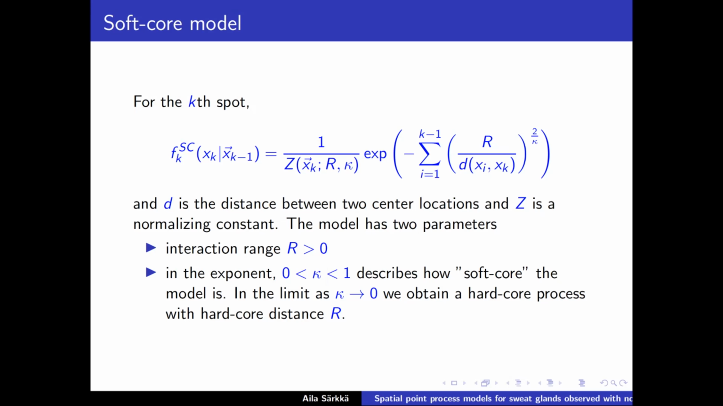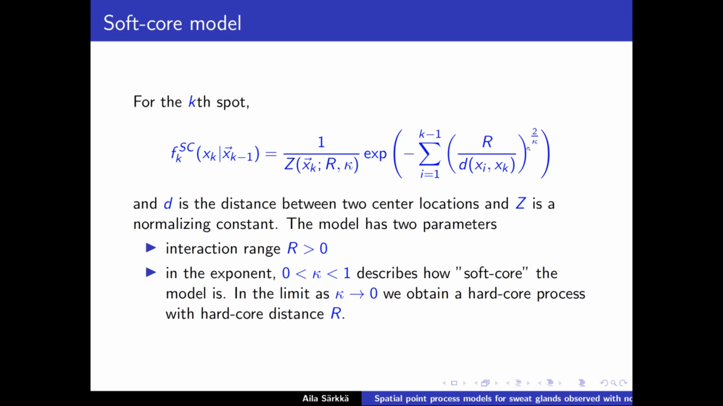But then as the distance increases, it is easier and easier to add points there. And this soft core density, we chose this one because it is used, for example, in the Gibbs point process theory. And here we have two parameters. We have R, which is the interaction range, telling how likely it is to be at a certain distance. And then we have the soft core parameter kappa.